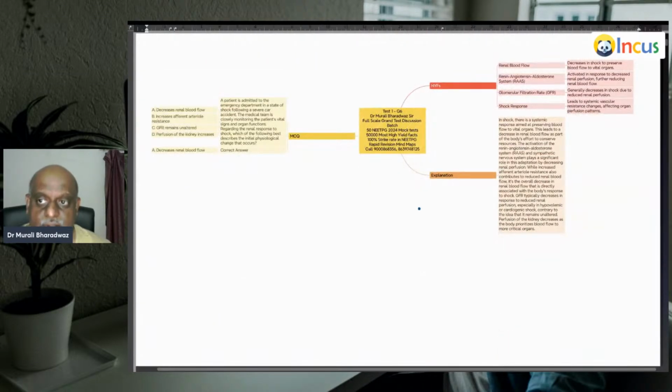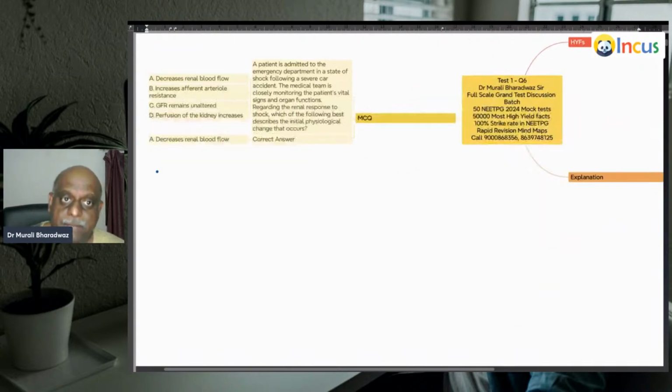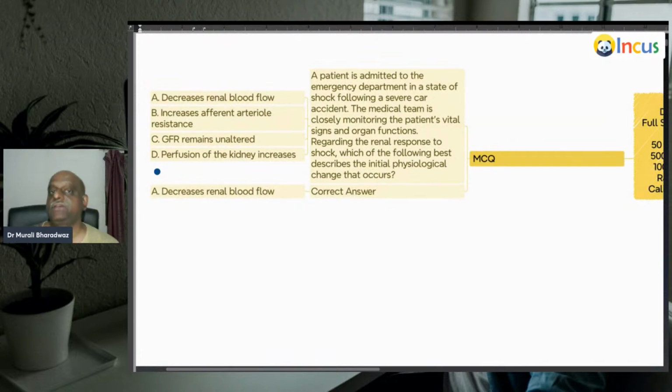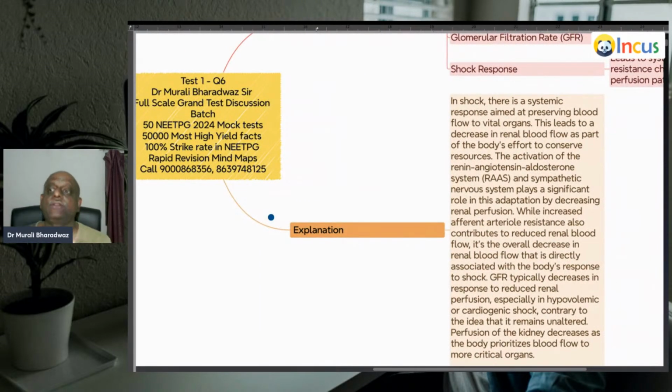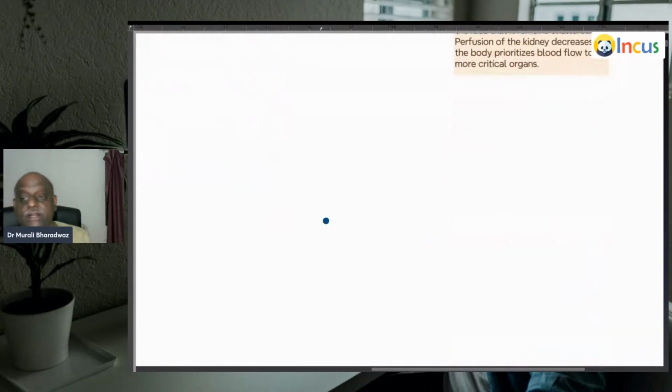So, a patient is admitted to the emergency in a state of shock after a severe car accident. The medical team is closely monitoring. So, what is the renal response to the shock? Typically, shock will cause a decreased renal perfusion. There's a systemic response to preserve the blood flow to the vital organs, and that leads to decrease in the renal blood flow as part of the body's effort to conserve the resources, is what you need to remember.